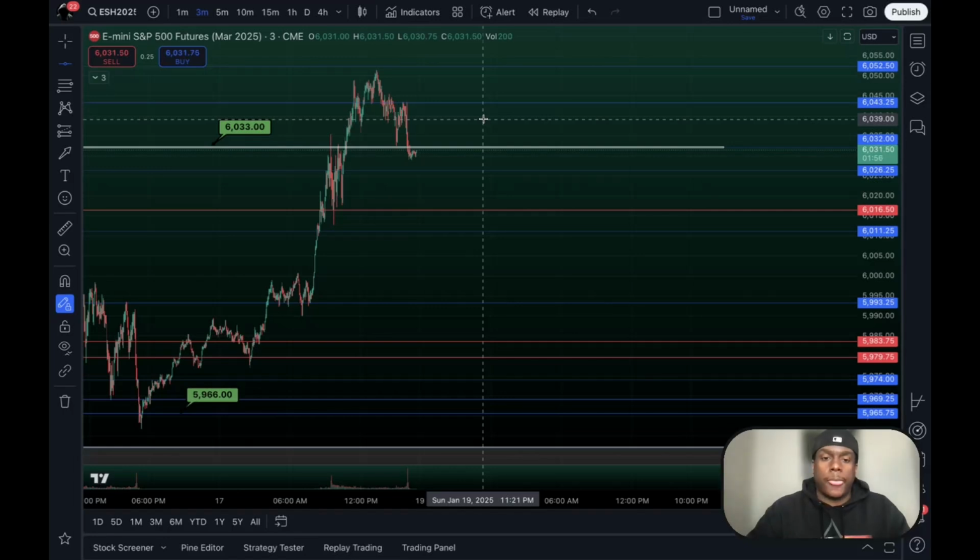Simple. Okay. And so that's how you draw support and resistance levels. That's the importance of them, right? And that's how you can use them so you can make money consistently trading.